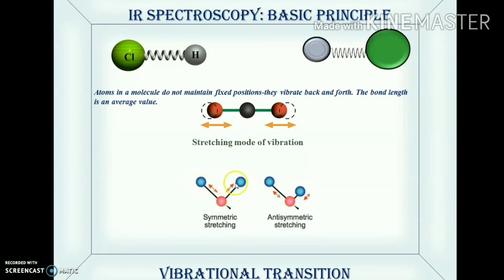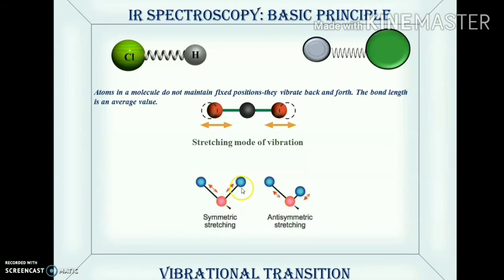So when these two atoms pull away simultaneously from the central atom, and then come towards the central atom simultaneously, all together, that is called symmetric stretching. In other words, symmetrically the bonds are lengthening and then compressing. Both the bonds are getting lengthened simultaneously and getting compressed simultaneously, right? So that is called symmetric stretching.